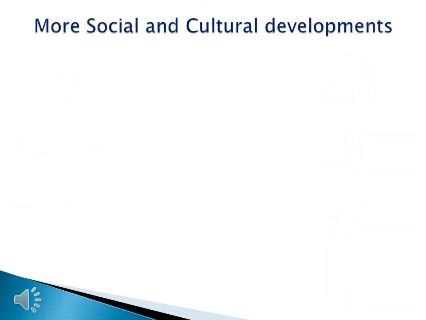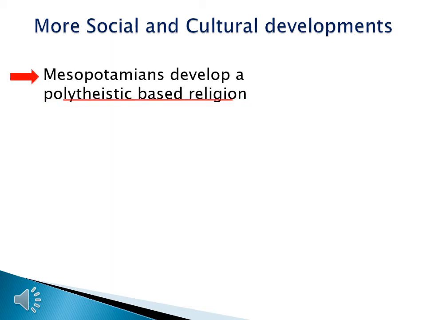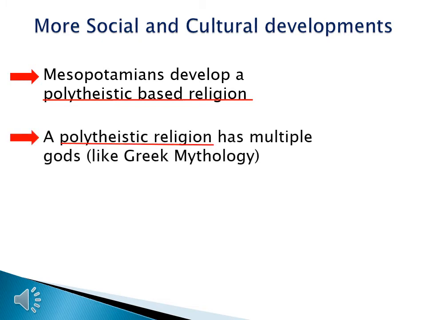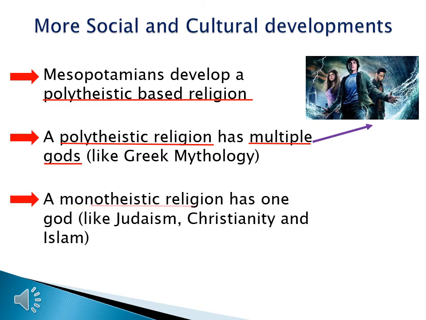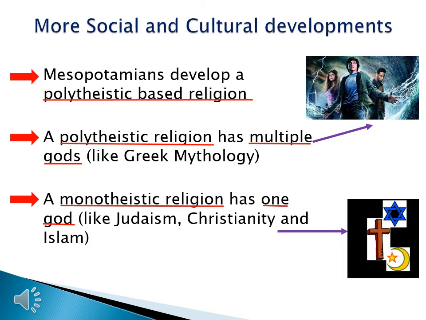The other major social and cultural development that comes from the Mesopotamians is religion. Mesopotamians develop a polytheistic based religion. Now, we're not going to study the religion of the Mesopotamians, but we need to understand this important point. Believers in a polytheistic religion hold the view that there are multiple gods, and they worship multiple gods. A great example of this is Greek mythology. Believers in a monotheistic religion believe there is only one God. And the three major Western religions that we will learn in this course, Judaism, Christianity, and Islam, believers in those religions all are under the view that there is only one God. Go to the next slide.